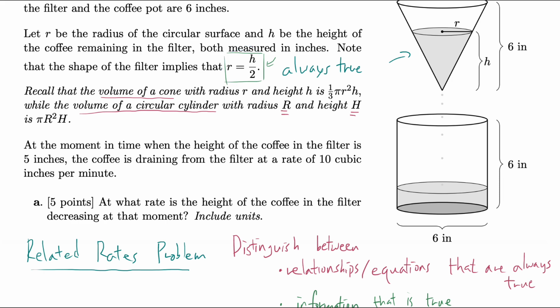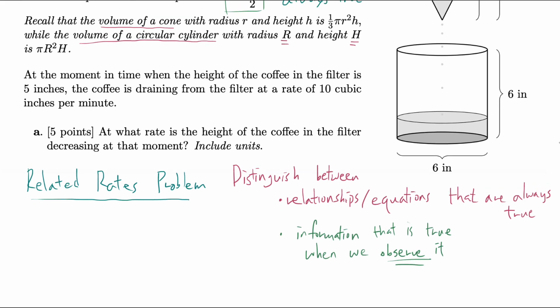But now they give us some information that's only true the moment we observe the system. And that's that the height of the coffee in the filter is 5 inches when we observe it. And at the time we look at it, the coffee is draining from the filter at the rate of 10 cubic inches per minute. And I also want to turn your attention to the unit here.